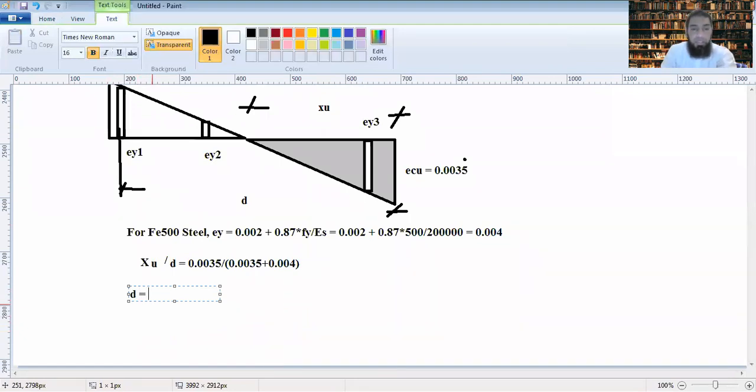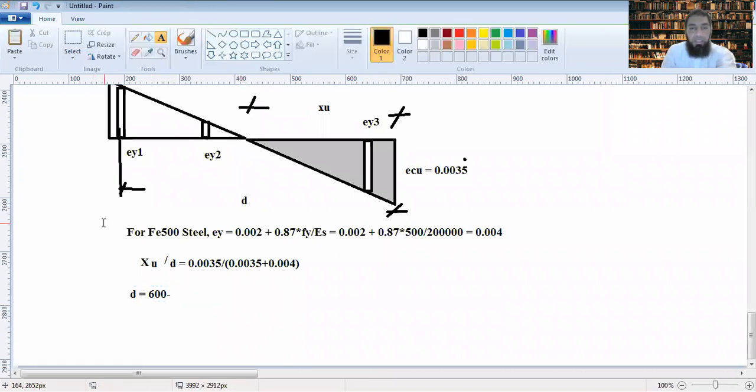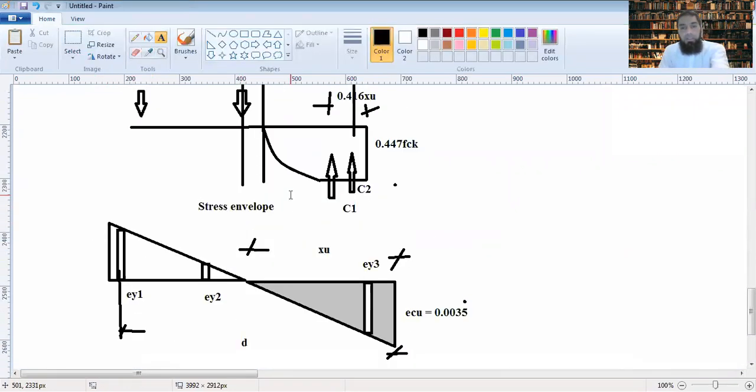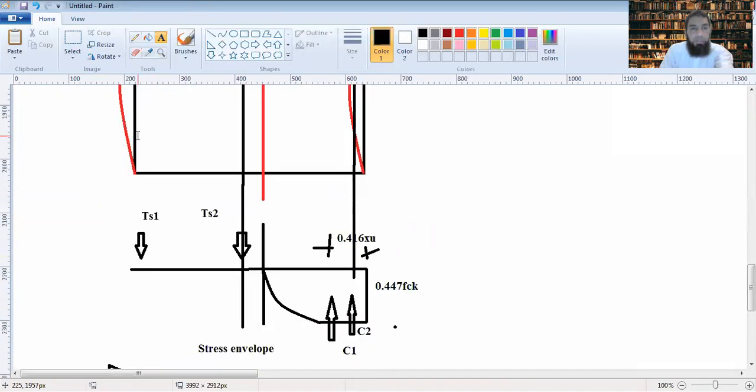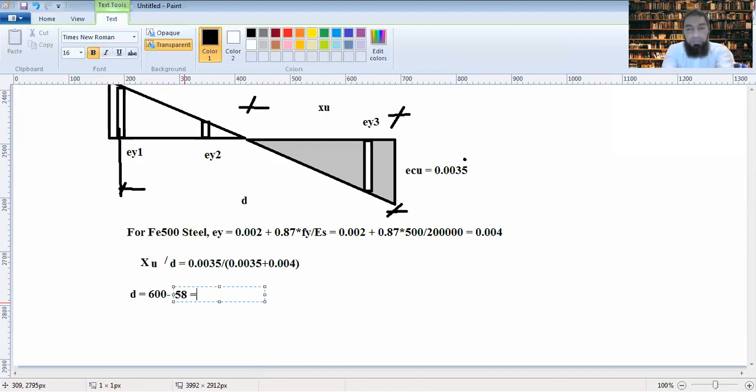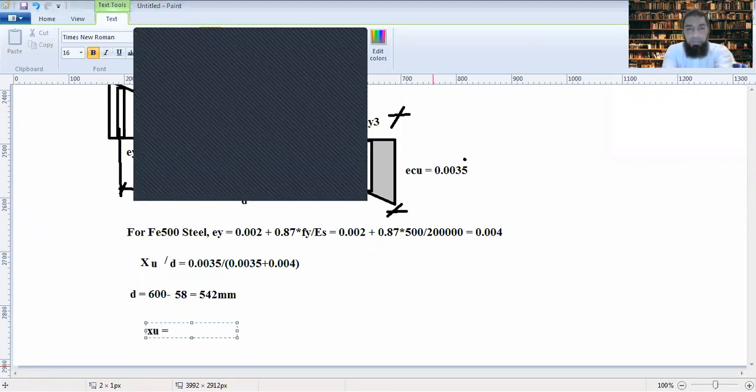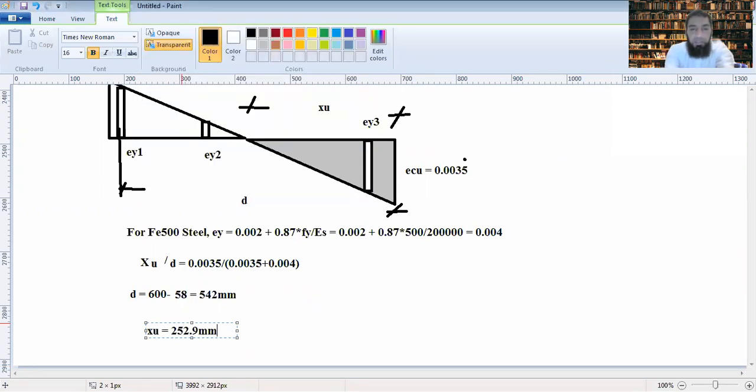Now what is d here? d would be 600, the length of this, minus 58 mm, that is 542 mm. Thereby XU would be equal to 0.0035 plus 0.004, that is 0.0075, into d, which is 542, so it's 252.9 mm. That is your XU.